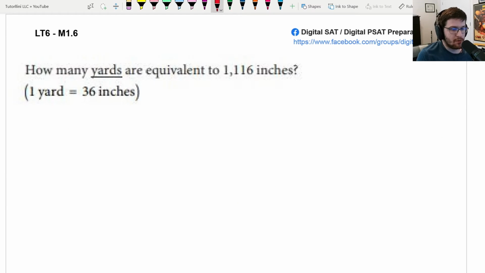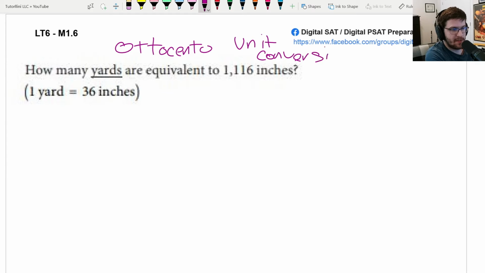Okay, this is Module 1, question number 6. I go over this in great detail, guys, in my Ottocento, I think it's the second one on unit conversions. Please go watch that. You really need to know unit conversions. They tend to be somewhat straightforward questions, so you really want to get them right. Even the hardest ones. It's not easy, but it's straightforward.